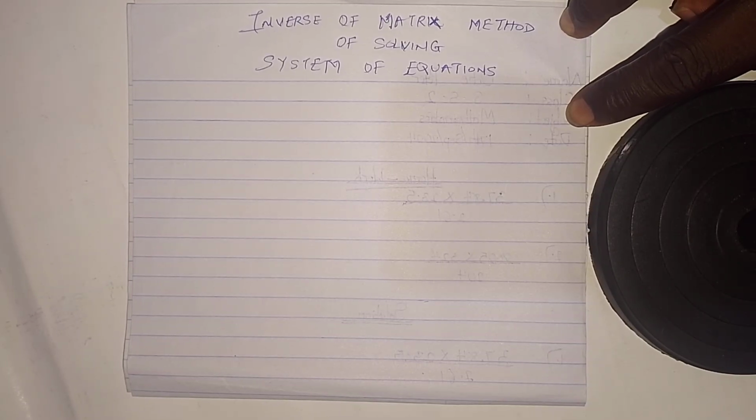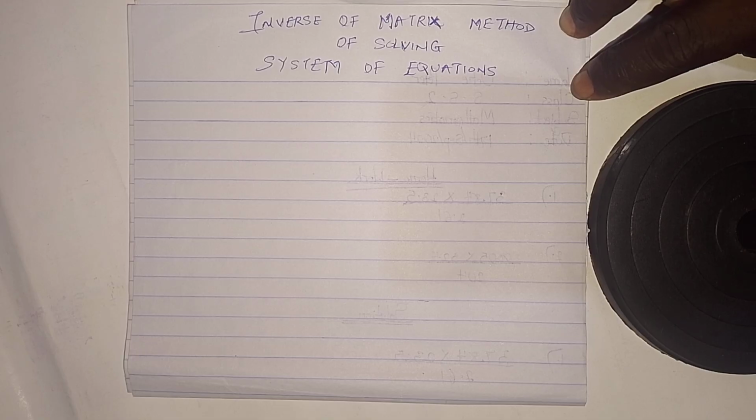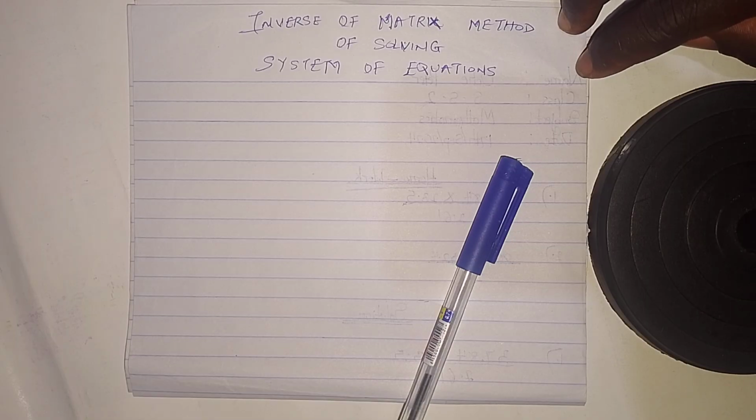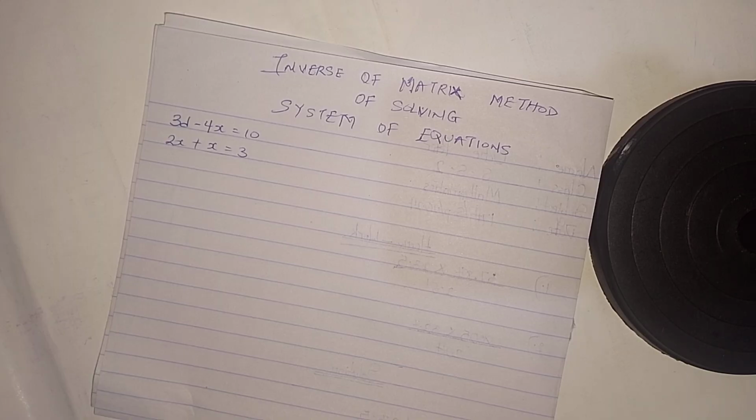The inverse of matrix method of solving simultaneous equations involves using the idea of the inverse of a matrix in solving a system of equations. I'm going to make two illustrations of how to do that in this video, starting with the 2 by 2 matrix. Just consider this simultaneous equation, for instance.